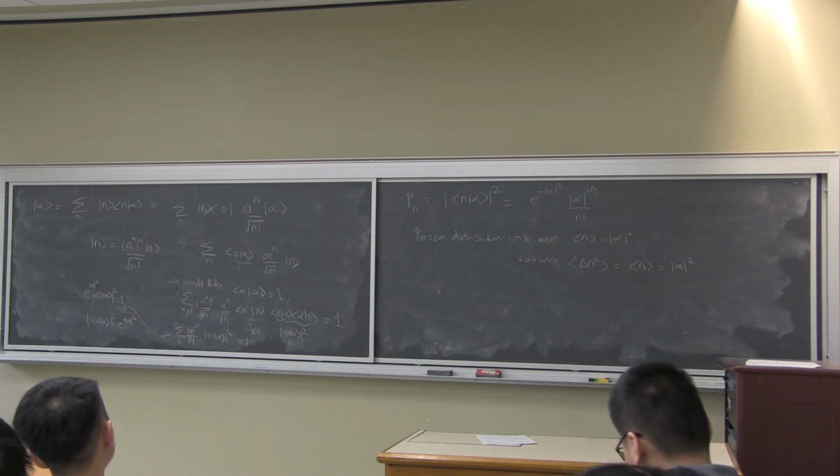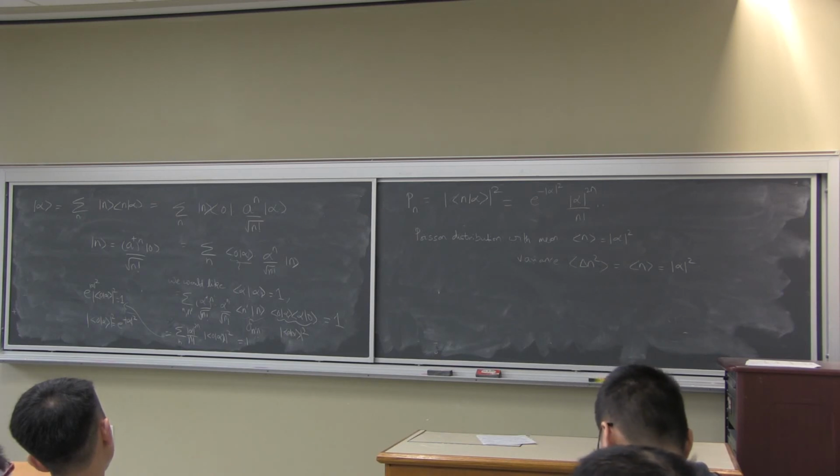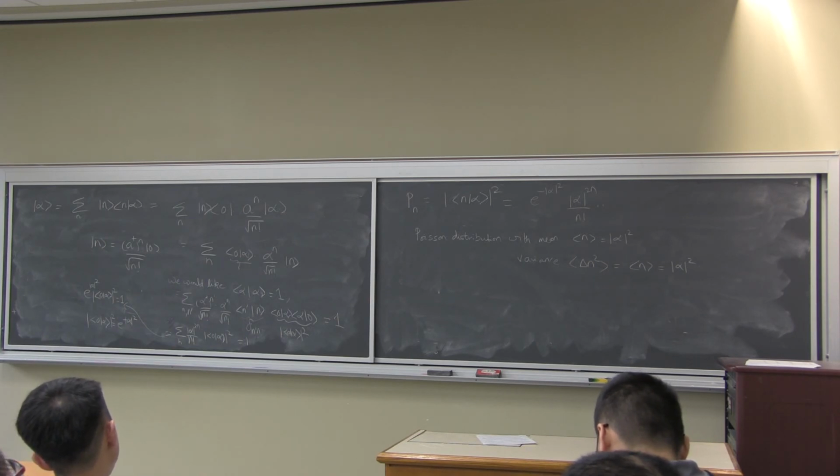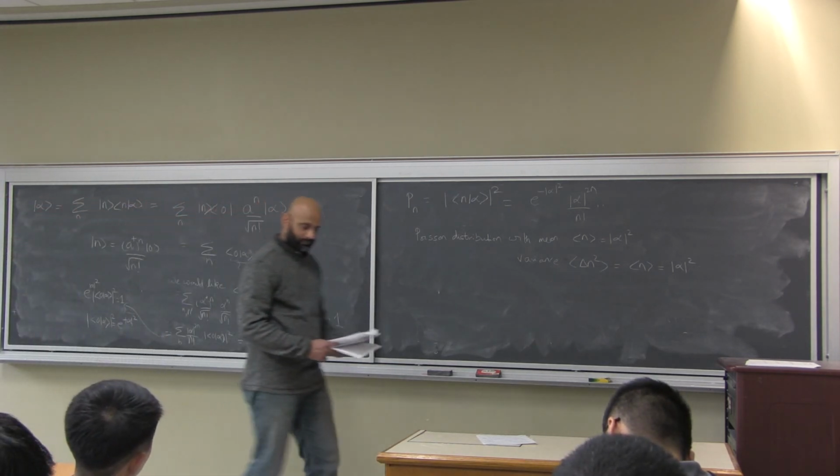If you have more than one mode that's in a coherent state, then what happens to the statistics of the light? If you add up several Poisson distributions, what do you think will happen? I already sort of talked about it in the class, but you can think about it yourself.